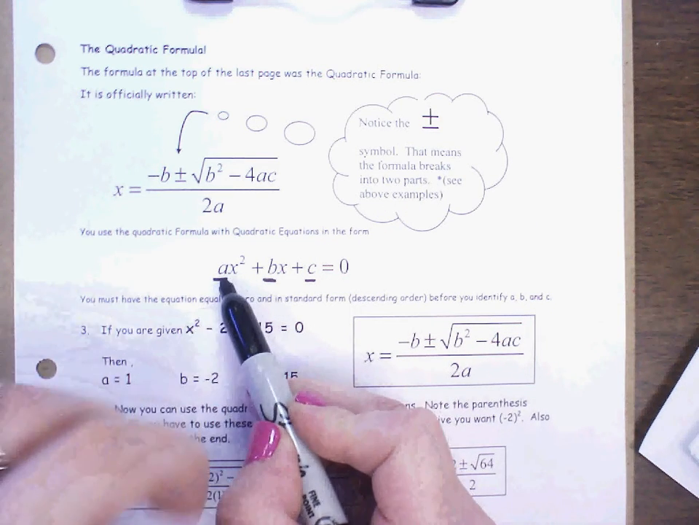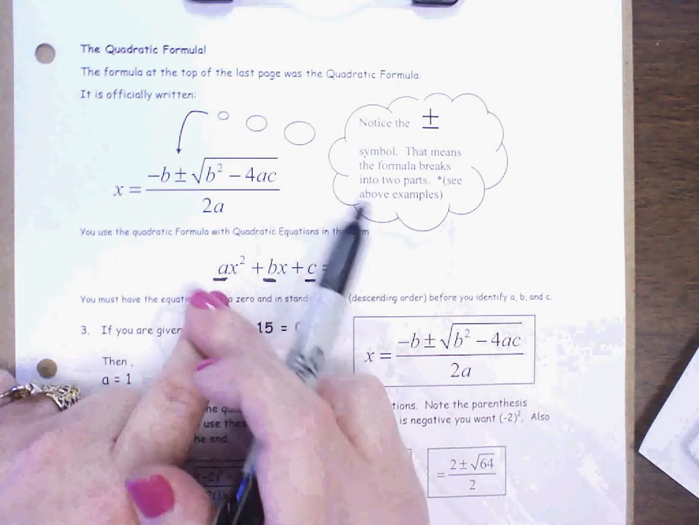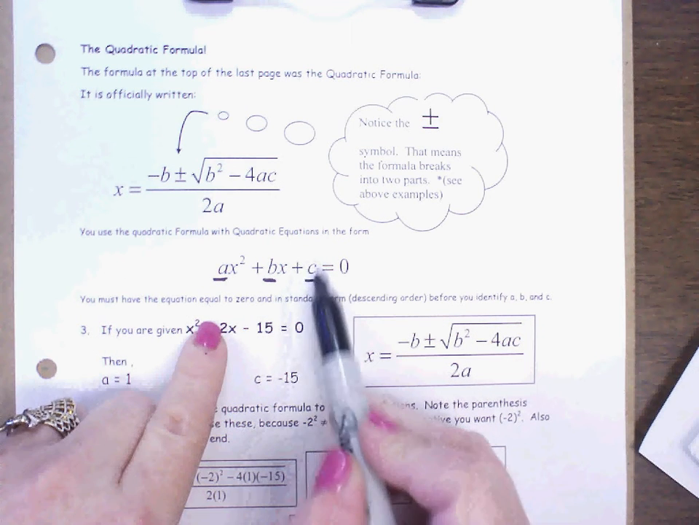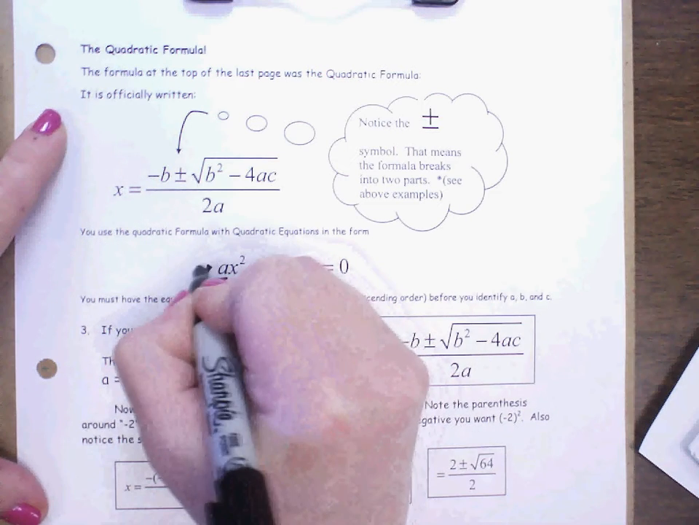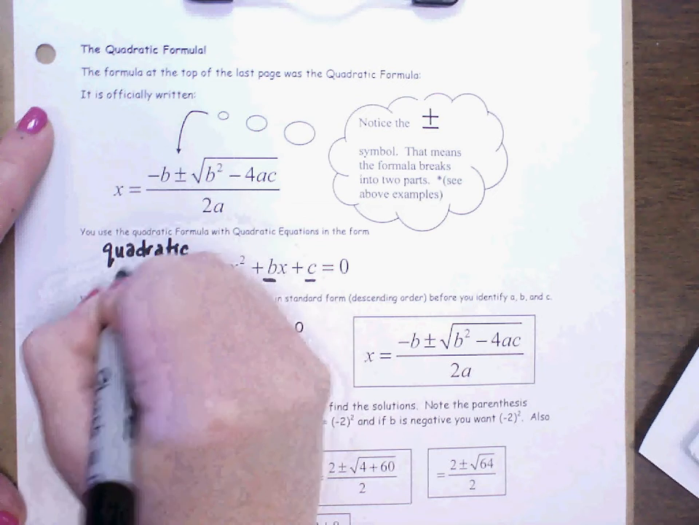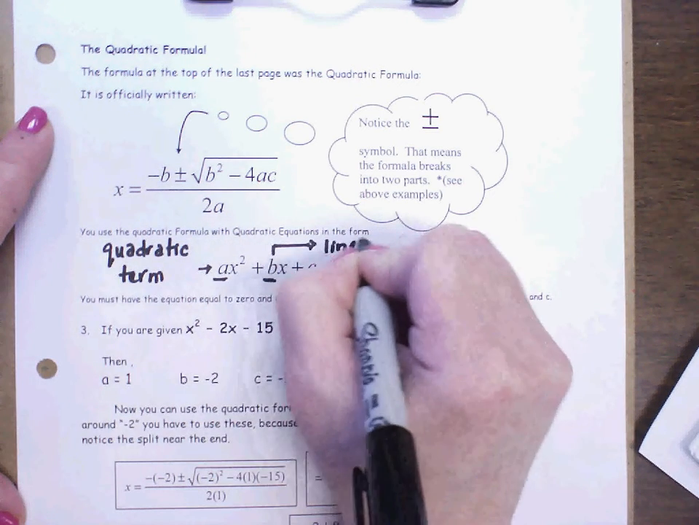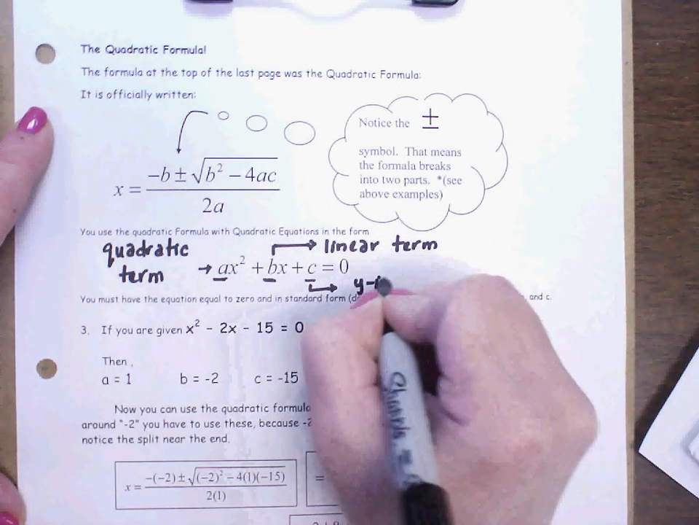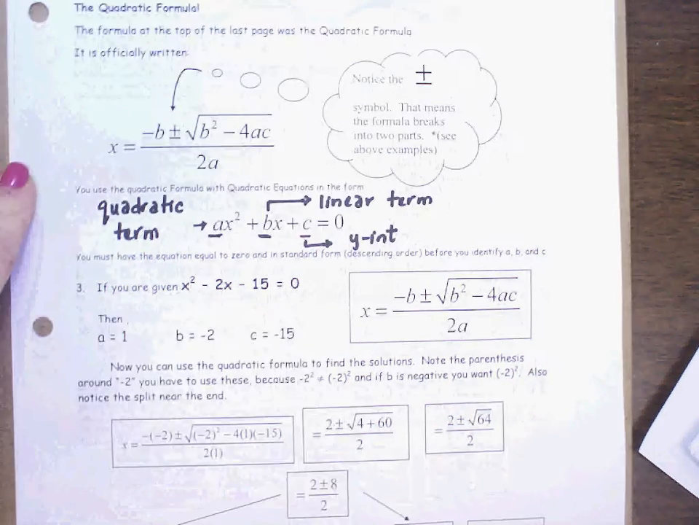And we also learned that depending on the positive or negative of the A, the parabola opens up or opens down. If A is positive, where does it open? Up. But if A is negative, it opens down. And then this would be your y-intercept, which is your constant. Okay, so A would be your quadratic term, and B would be your linear term. C is your y-intercept, correct? Which will be your constant.